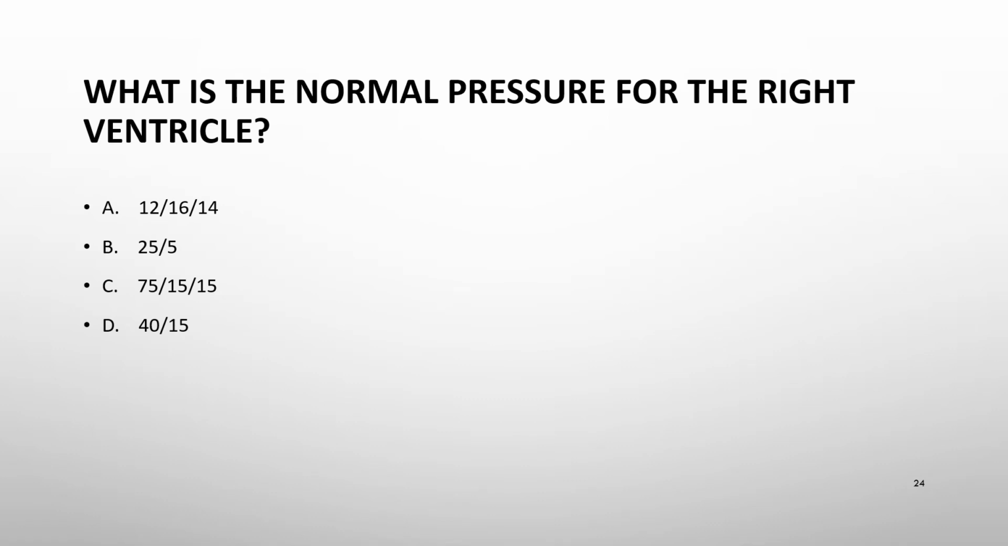So another way of putting it is, what is the normal pressure for the right ventricle? What do you normally have for pressures in the right ventricle? Is it A? Is it B? Is it C? Or is it D? Which one is it? And the answer, of course, is B. The normal pressure for the right ventricle is around 25/5.